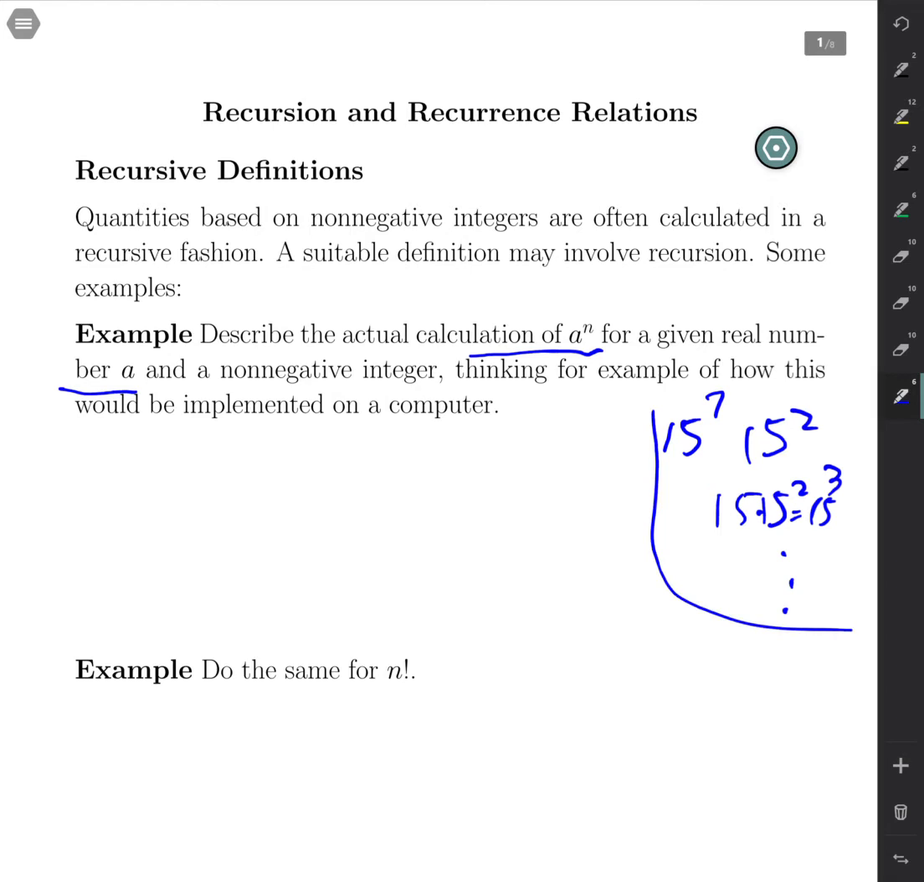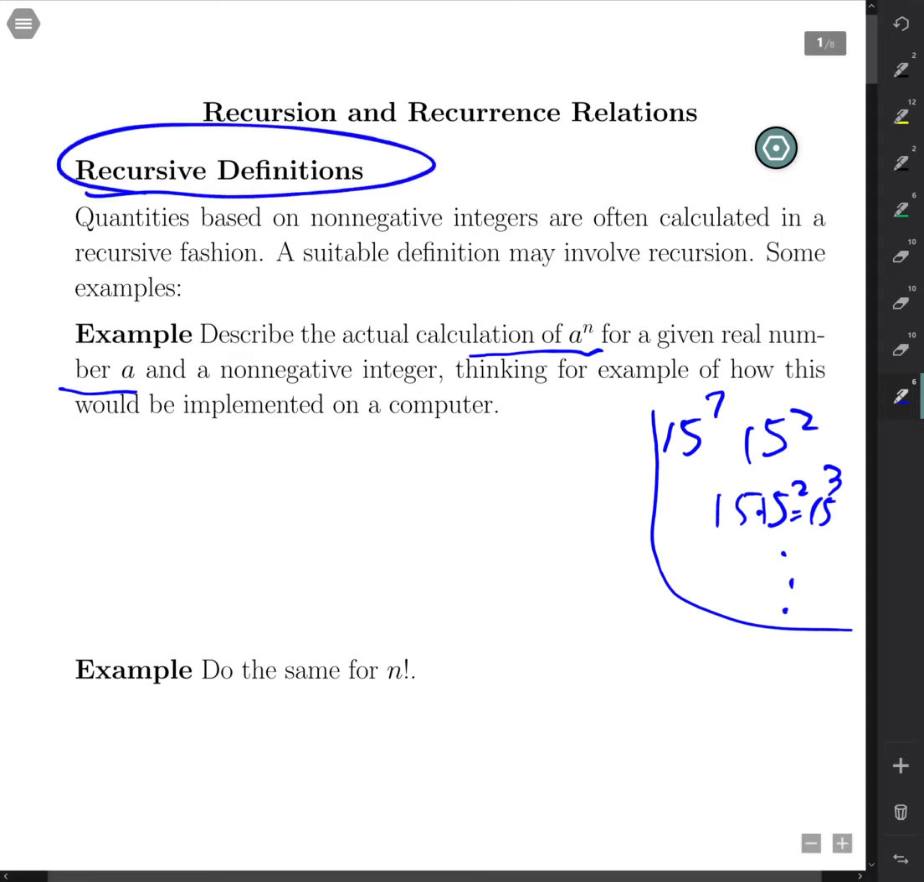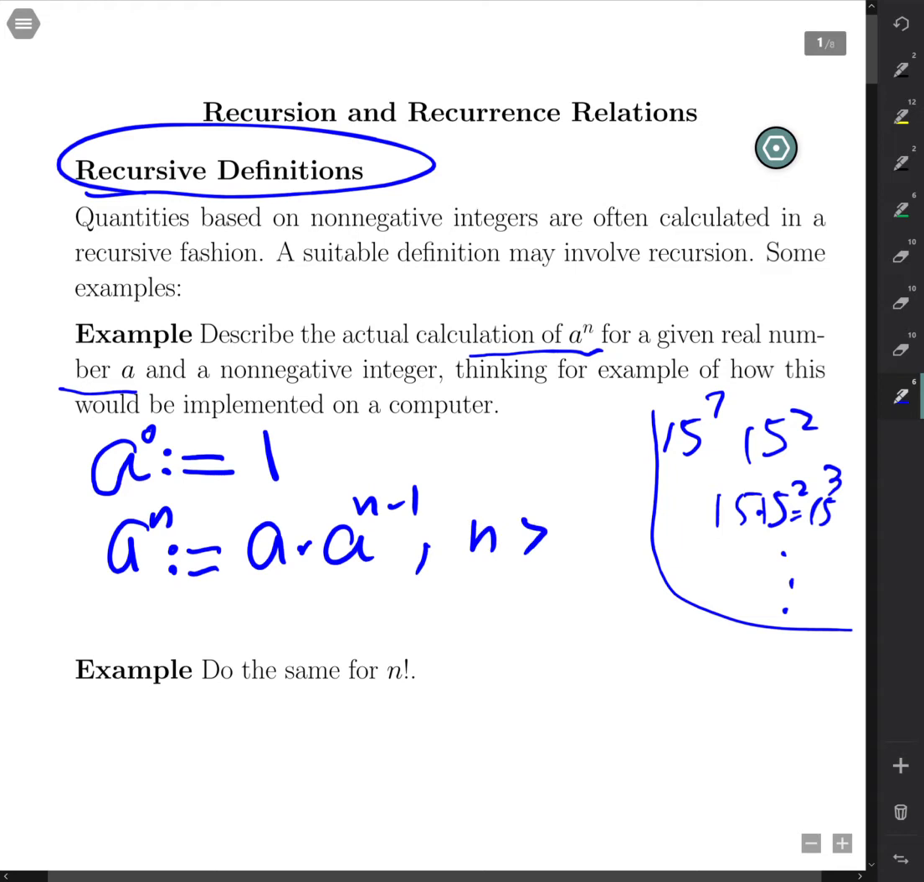And so we're going to give a formal definition of this, a recursive definition, by saying, first of all, a to the 0 will be defined by, and I'm going to use that colon equal for defined by, to be 1, and then recursively, a to the n is gotten from a to the n minus 1 by multiplying a times a to the n minus 1. And so this would be for n greater than or equal to 1. So that's a recursive definition.